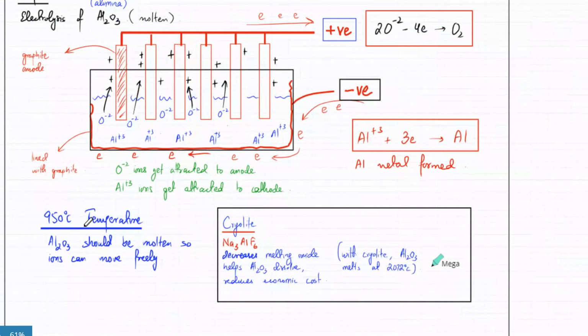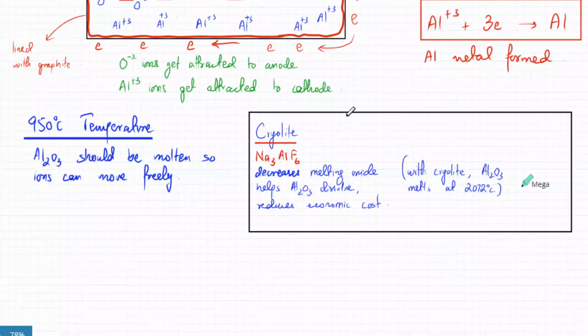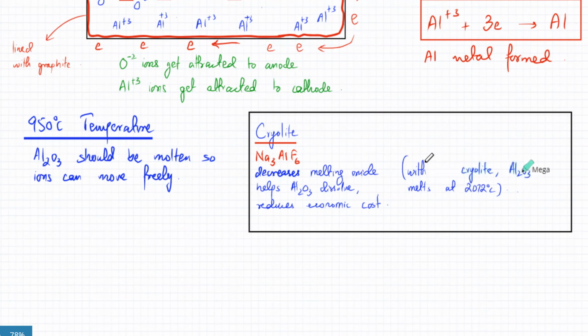So they're constantly catching fire because oxygen reacts with carbon. And the temperature is 950 because the Al2O3 has to be molten. And for that you need cryolite as well, because cryolite reduces the melting point and makes it easy for the Al2O3 to melt. Without cryolite, the melting point would have been really high and the cost would have been pretty high as well. So which is why cryolite is very, very important.